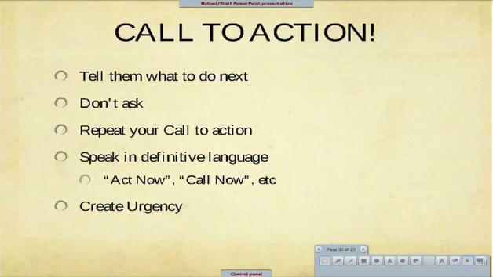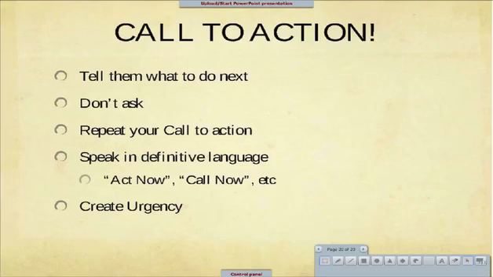And you want to repeat your call to action. I recommend at least repeating it 2, if not 3 or more times. Tell them what to do and speak again in definitive action. Act now. Call now. Try it today. And you want to create urgency. If you call right now, we'll throw in a second set of hangers, non-slip hangers, absolutely free, but only for the next 10 callers or only for the duration of this 30-second or 60-second commercial. There always has to be a sense of urgency or a deadline, okay?